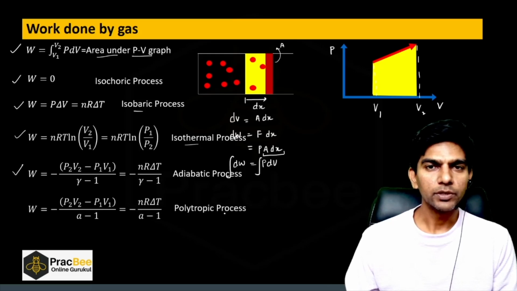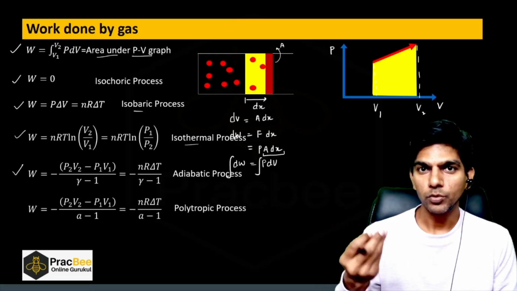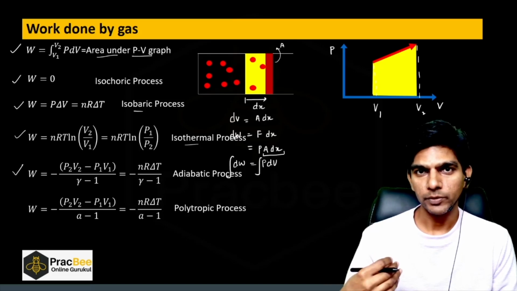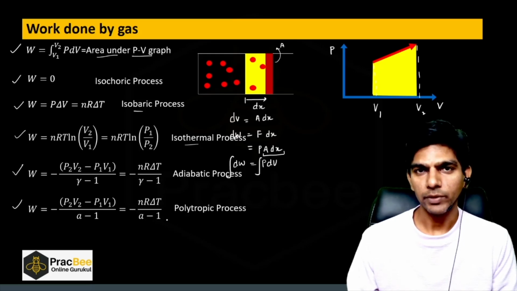Then we have a polytropic process. In polytropic process, gamma will be replaced with a, which is not the ratio of molar heat capacity at constant pressure and volume. So just replace gamma with a. So it will be minus (P2V2 minus P1V1) upon a minus 1, which can be written as minus nRΔT upon a minus 1.